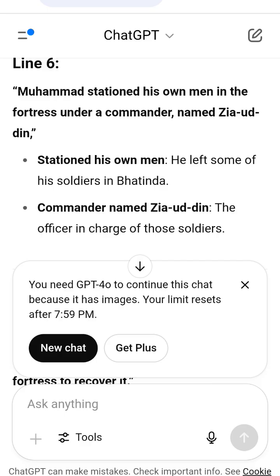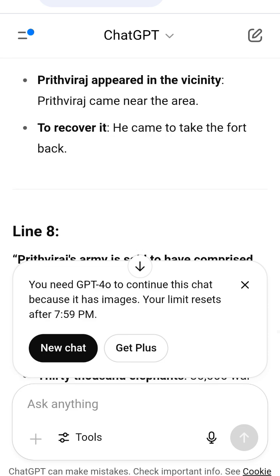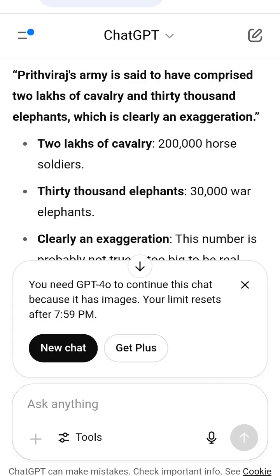Prithviraj was not ready at that time. The soldiers inside the fort were defeated and surrendered. Muhammad left his own soldiers inside the fort under the command of a man named Zia-ud-Din. Muhammad started returning victorious after the fort was taken.